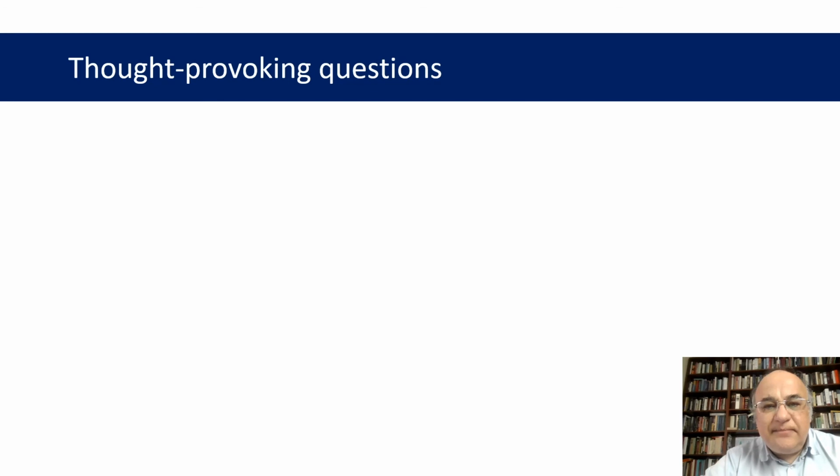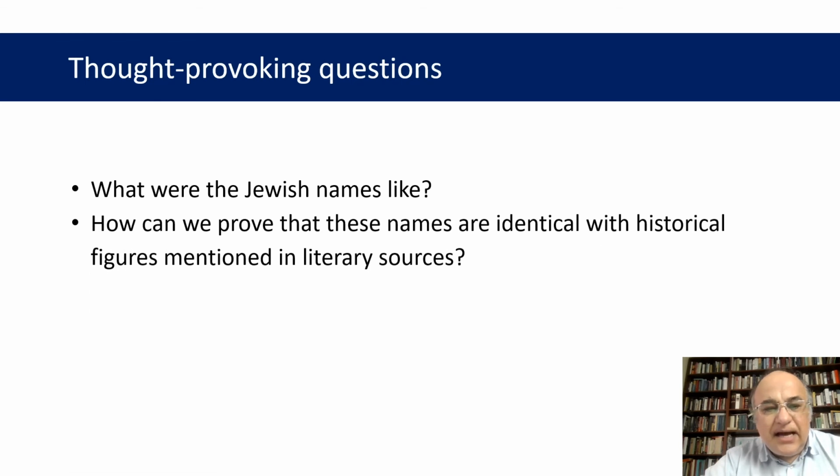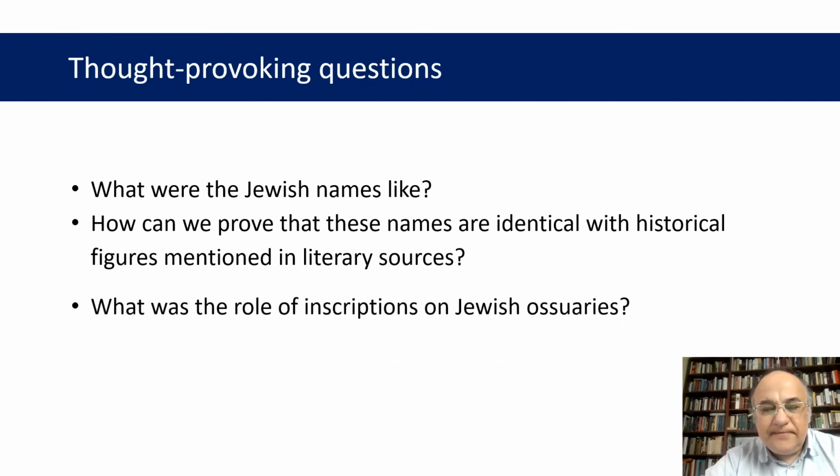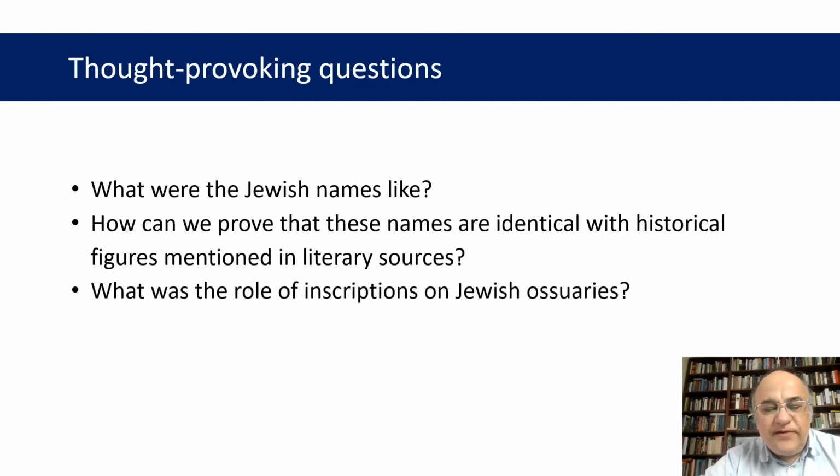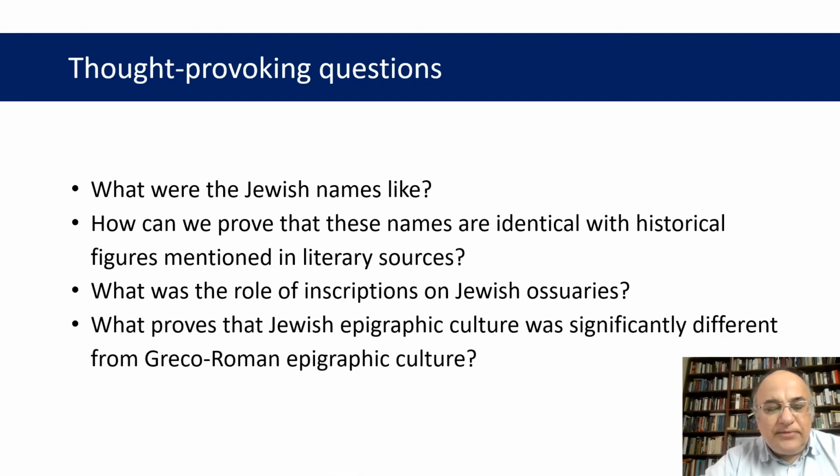Finally, I put some thought-provoking questions. What were the Jewish names like? How can we prove that these names are identical with historical figures mentioned in literary sources? What was the role of inscriptions on Jewish ossuaries? What proves that Jewish epigraphic culture was significantly different from Greco-Roman epigraphic culture?